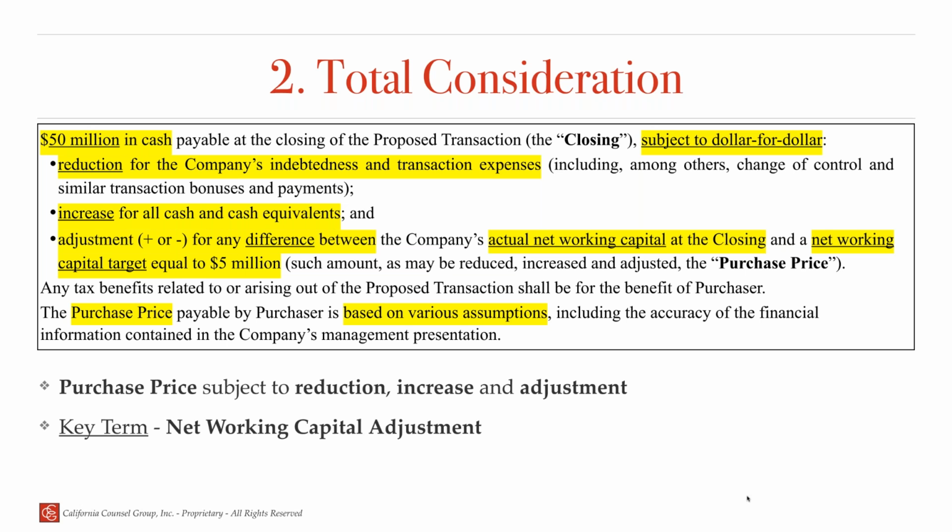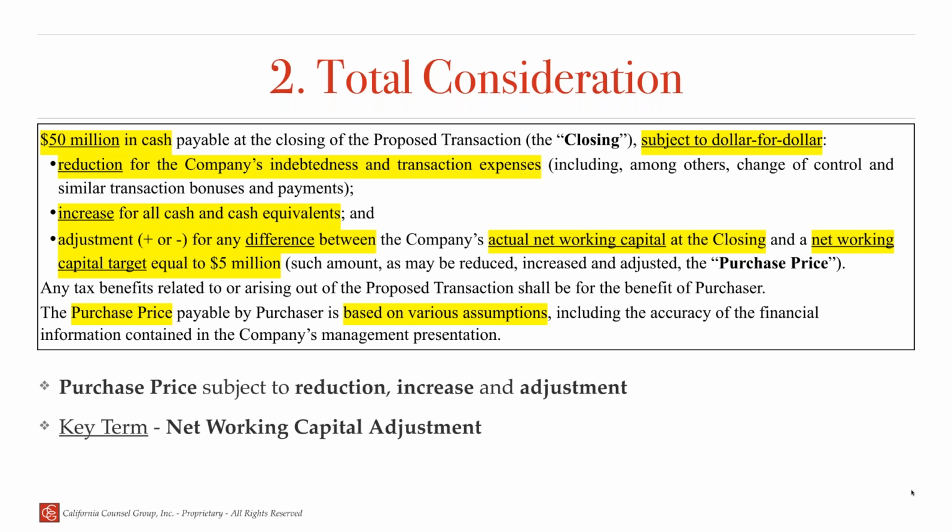So that would include lawyers' fees, bankers' fees, and also in that sort of definition, you'd see payments that the company needs to make that are triggered by the deal. So if folks get change of control bonuses, that's going to come out of that purchase price. The buyer wants to spend no more than 50 million and not have to assume or own a company with extraordinary liabilities. And so there'll be that dollar for dollar reduction. Increase for cash and cash equivalents, but that really works hand in hand with what a positive or negative adjustment for the company's working capital.